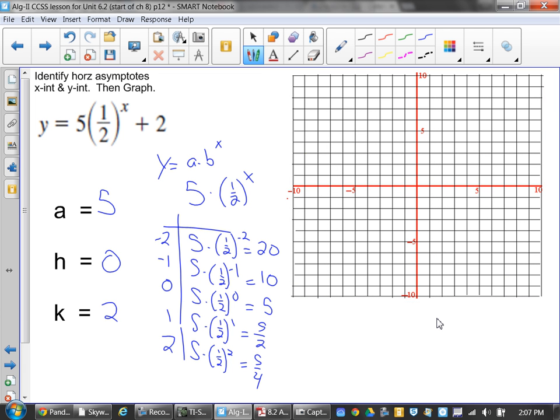So let's see, we have 5 and 20. Oh, I'm sorry, negative 2 and 20. So let's see. Negative 2, 20. Negative 1 and 10.